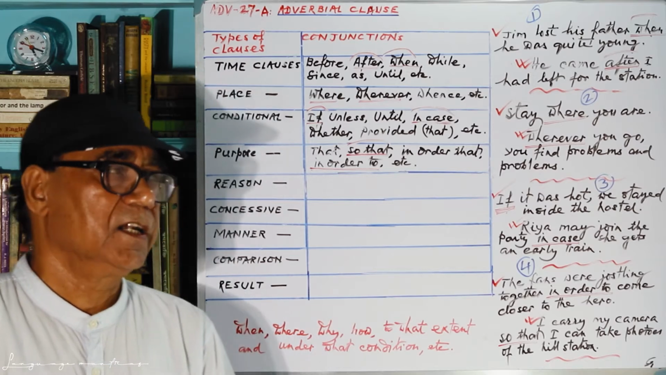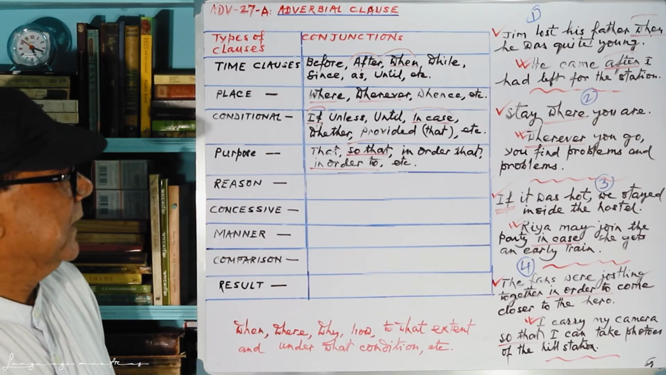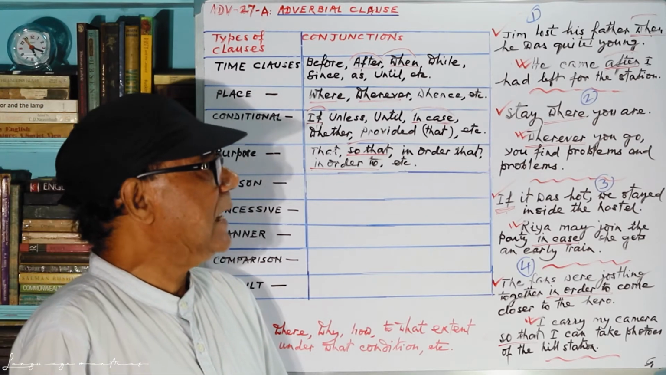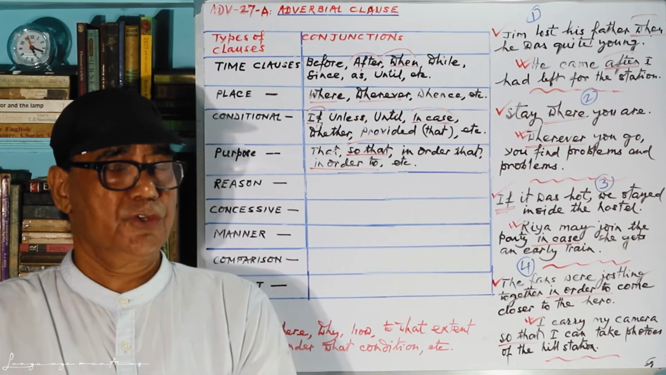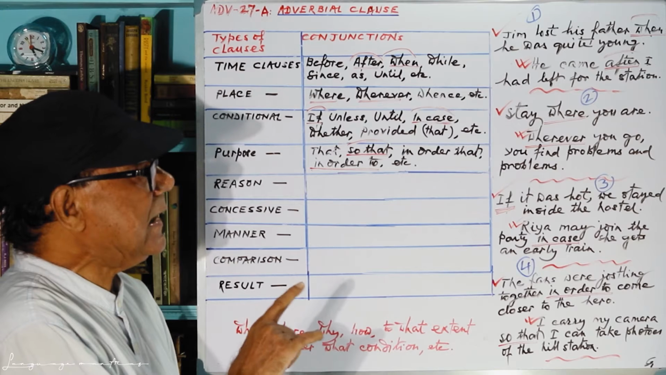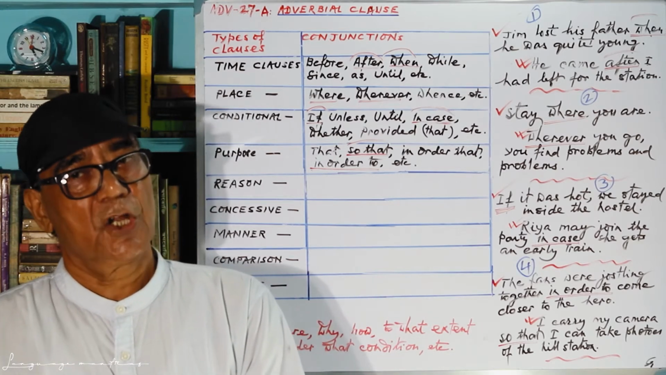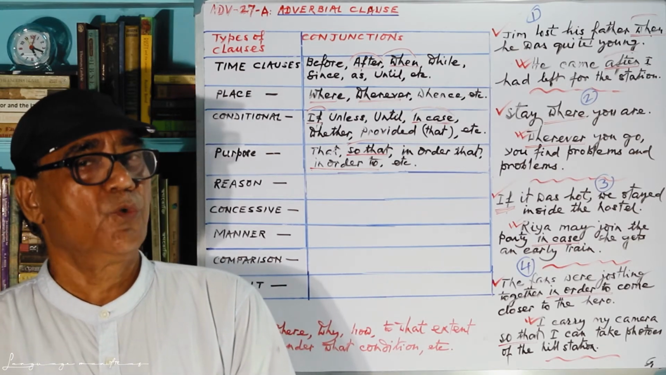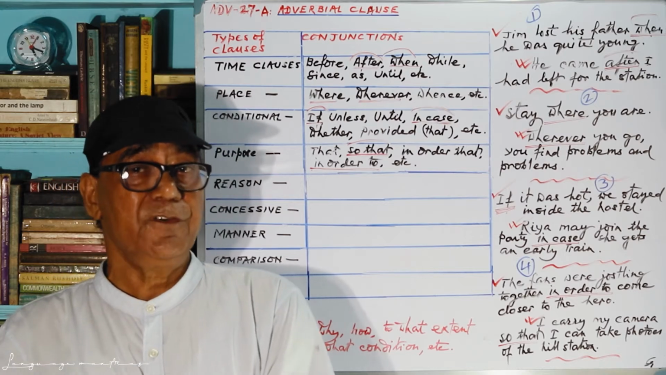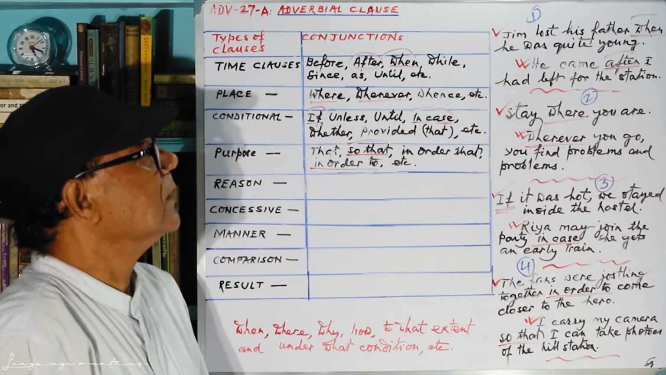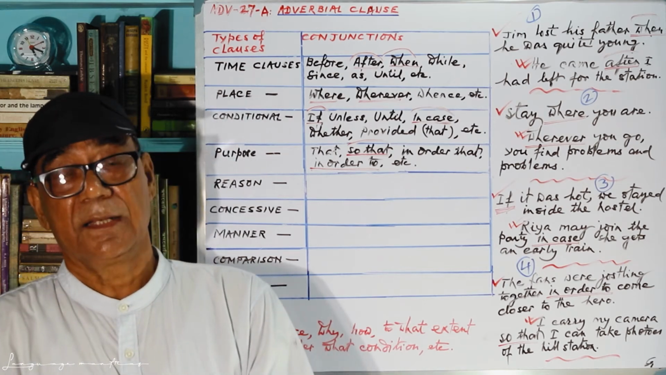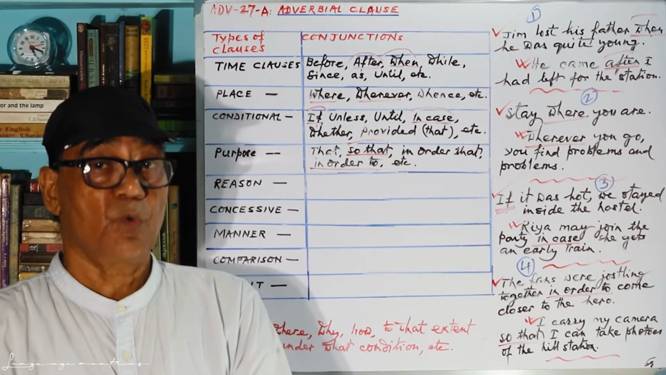Come to the second example. He came after I had left for the station. He came. This is the principal clause. After I had left for the station, subordinate clause, and this is an adverbial clause. Why? Because it refers to time, as in the first sentence. Jim lost his father when? It refers to time, when he was quite young.